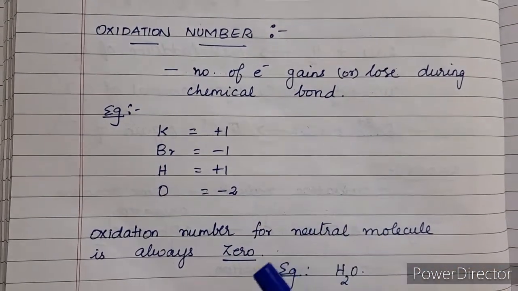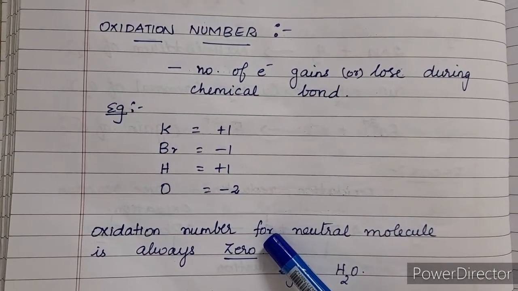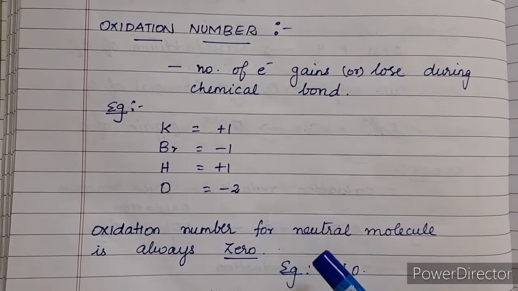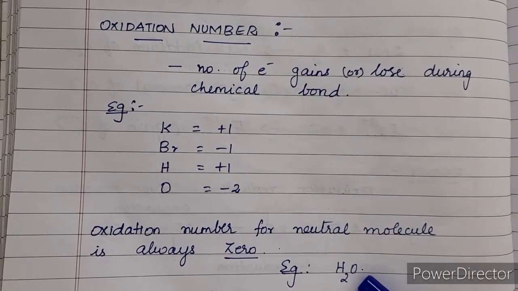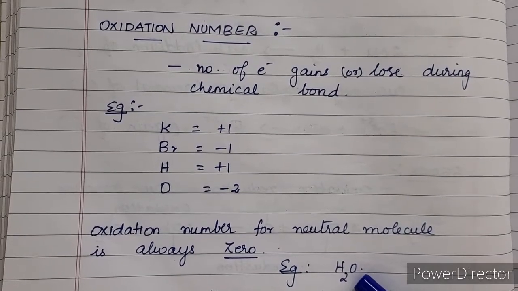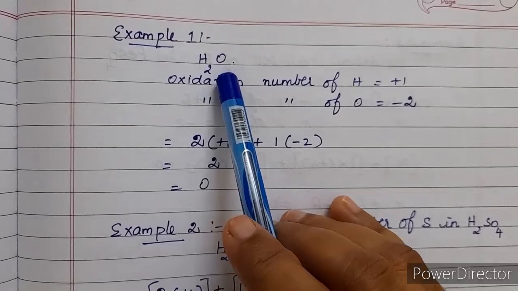And we also know that the oxidation number is the number of electrons gained or lost during the chemical reaction. Now the sum of the oxidation numbers for a neutral compound is always 0, right? An example is water. Now let's see an example of how the oxidation number is calculated. The first example is water.